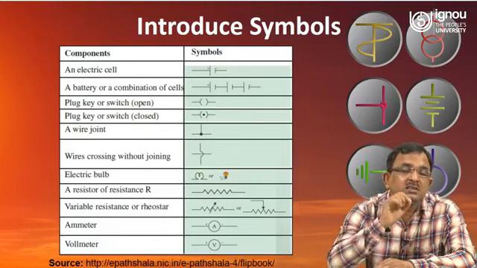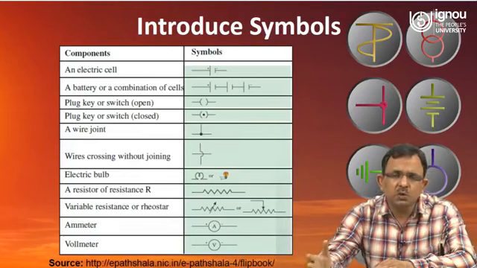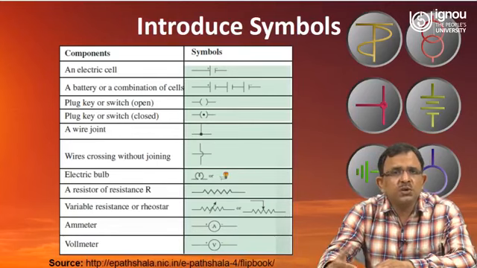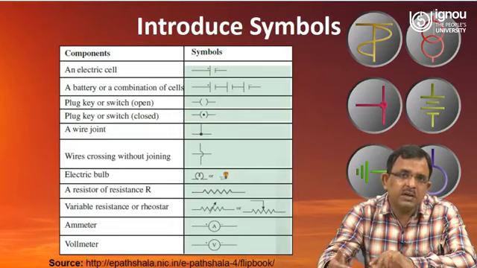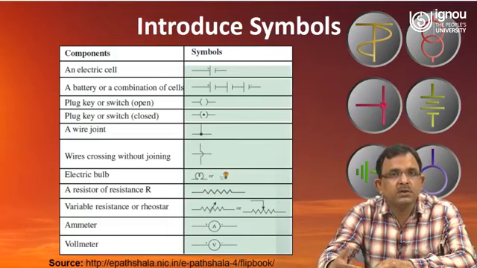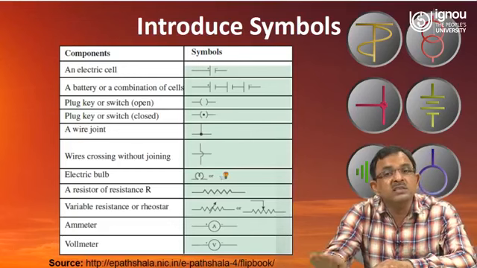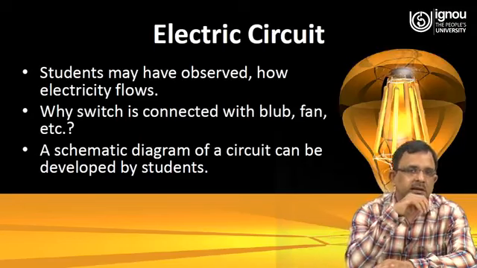All these symbols need to be explained to the learners, and you can use a picture puzzle, a simple pictorial quiz, or you can give them a small exercise, a 1 or 2 minute exercise, where they may be asked to draw different symbols. Because if they know these symbols correctly, there are fewer chances of error when they make any circuit diagram. So what is the circuit?